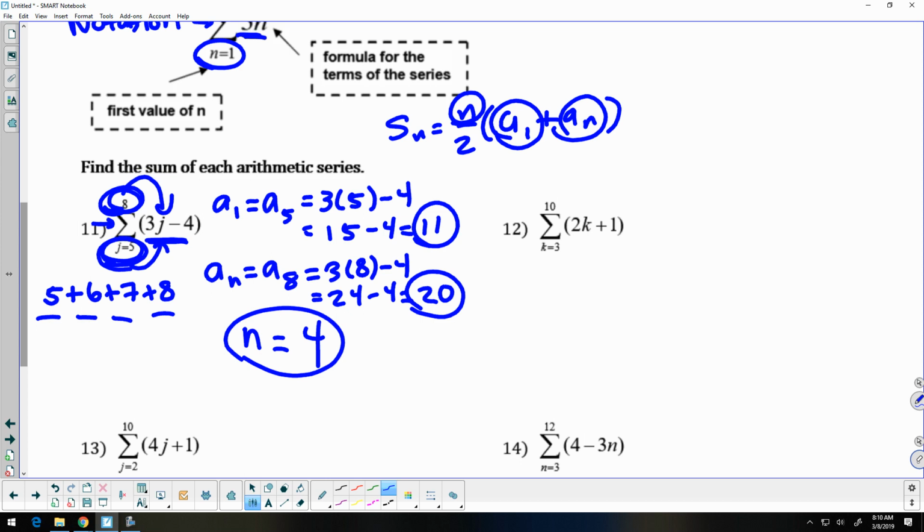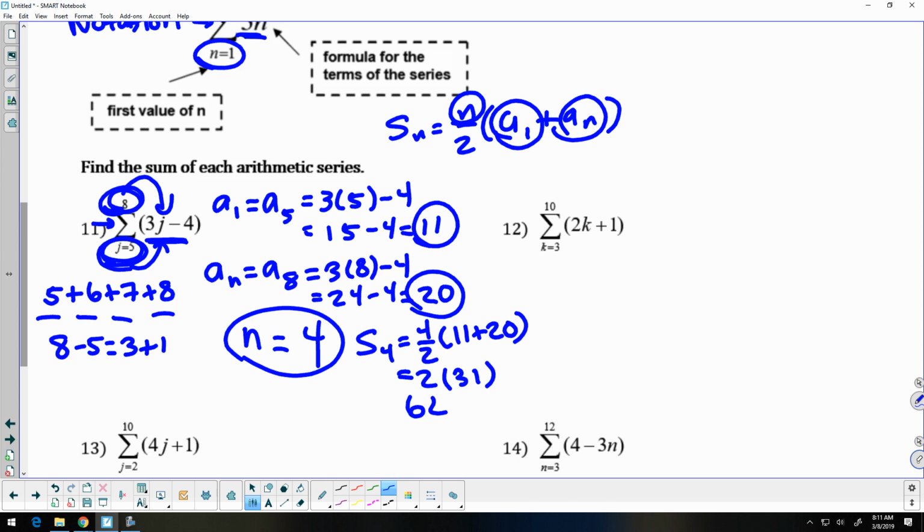Okay, so kind of a quick way to do it. If you do the whole subtraction, 8 minus 5, again, although that's 3, just add 1 more to it. So the total number of terms should actually be 4. Okay, so now we're just plugging this all into the sum formula. So we're finding the sum of these 4 terms. So 4 over 2. 11 plus 20 goes inside, so that's 2 times 31. The final sum would be 62. Now we're done. Okay, so let's do the next one, number 12.